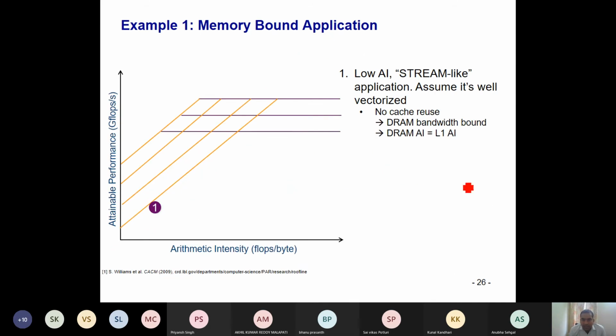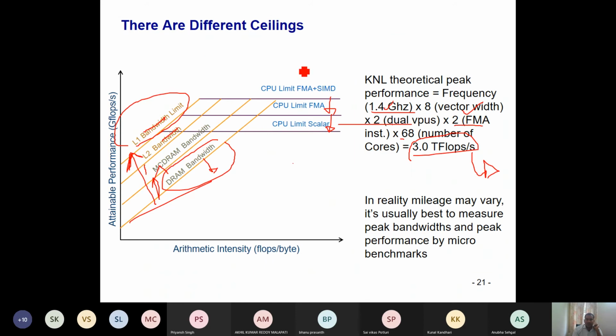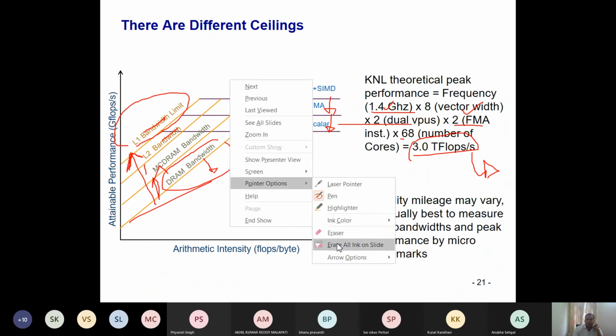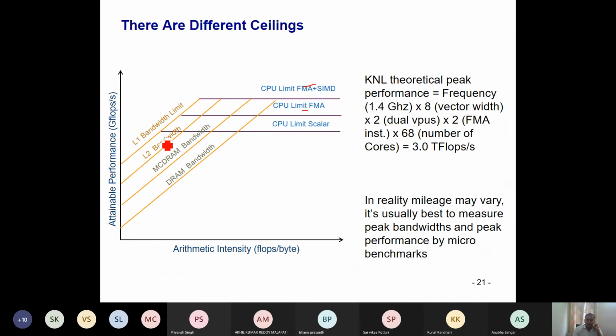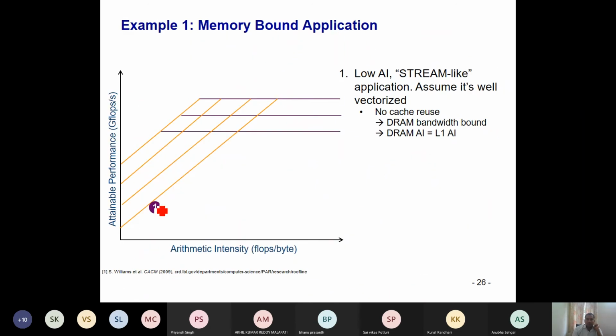So let us take an example. This is just an example of what we discussed on the previous slide. If you remember, this is a KNL. This is the same figure I showed there, but without writing which CPU and which bandwidth it is. Suppose your application performance is currently here. As you can see, its AI is very, very low.